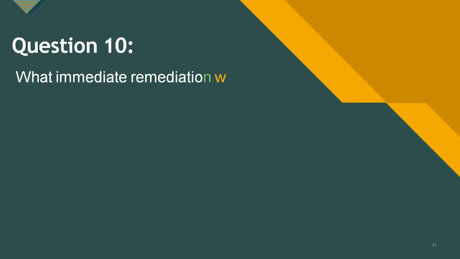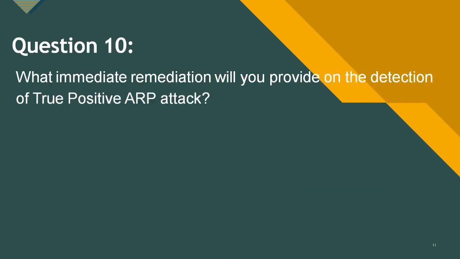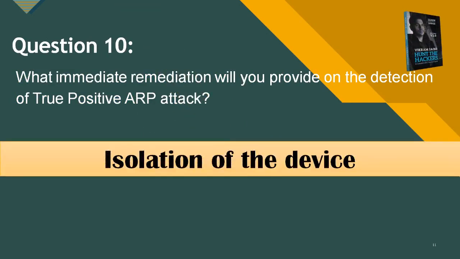Question number 10. What immediate remediations will you provide on the detection of a true positive ARP attack? If any machine attempts to perform a man-in-the-middle attack, that means either the user is intentionally attempting to listen to others' traffic or the machine is compromised and controlled by the attacker. The first immediate response is to find the machine in the network and disconnect it from the network if the owner is not performing any test, and require further investigation.